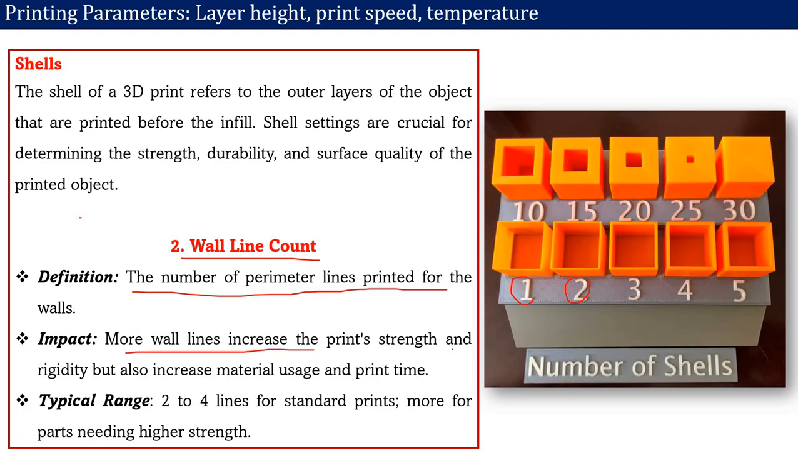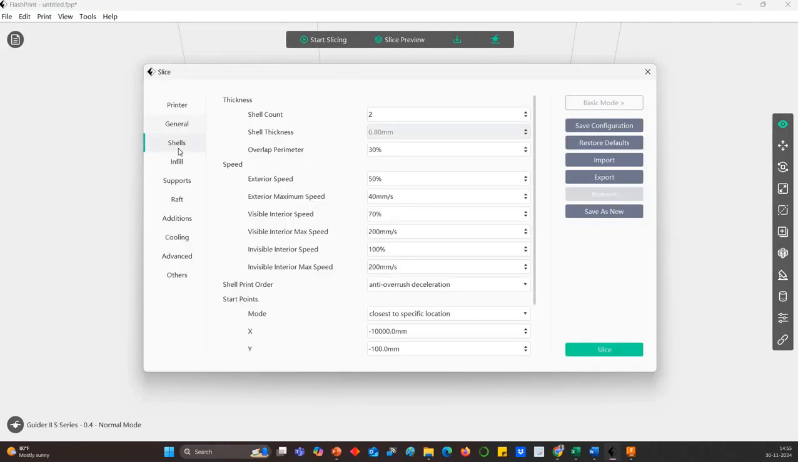The impact is that more wall thickness increases the print strength. If you give a wall line count of 10, it is very thick. For 25, from here to here, these are the 25 wall lines. The wall line count ranges from 2 to 4 lines for standard prints, more for parts needing higher strength. Now where do we specify these wall counts? Let us see in the shells. Shell count is 2, which means 0.8 and 0.8, so two times the shell thickness is given. That is, 2 lines are printed.